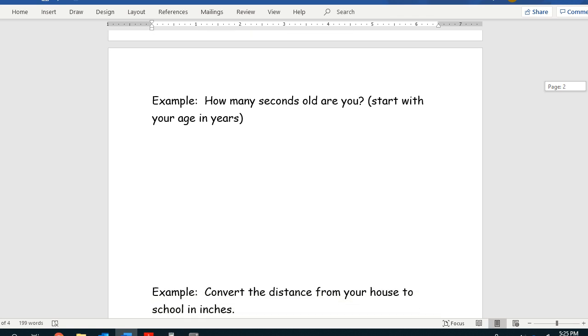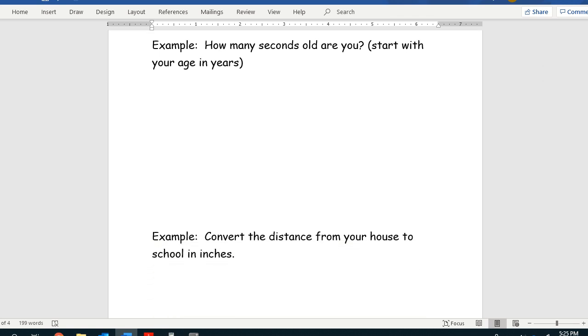So we're not changing its value, we're just changing the way that it looks. So here's an example. How many seconds old are you? So we'll start with your age in years. And I think most of you are about 14 years old. So we'll start with the 14 in units of years. I like to set my conversions in this kind of a table. You might see different folks just use separate fractions, but it's all the same.